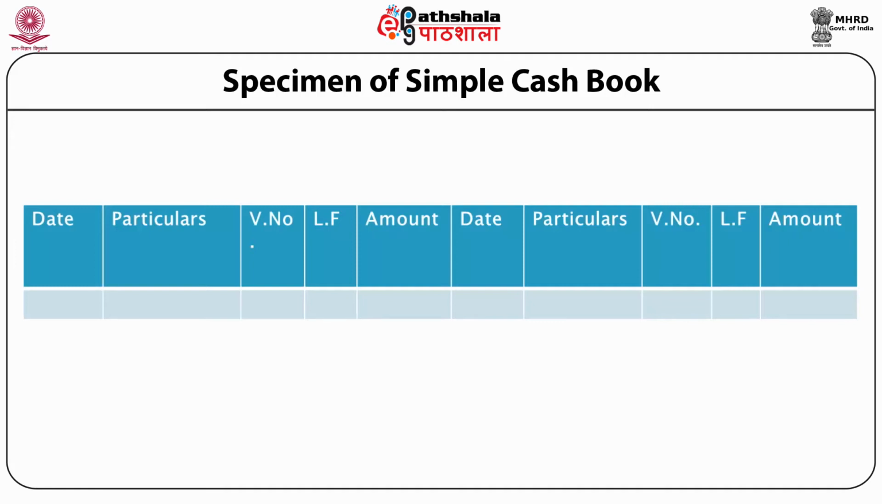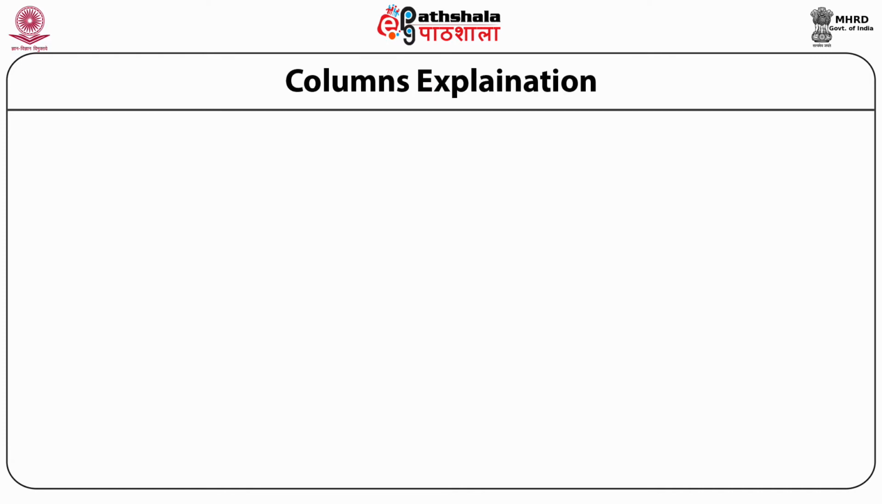The columns used in the cash book are: first column is date, then particulars, then voucher number, then ledger folio, next amount, then date, particulars, voucher number, ledger folio, and amount again. So this account is divided into two parts, debit part and credit part. The left-hand side is the debit part and the right-hand side is the credit part. The columns of the cash book are explained as below.